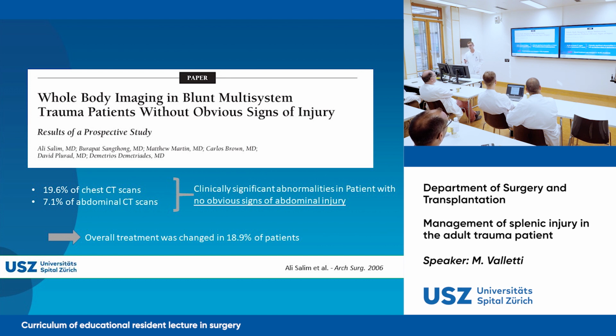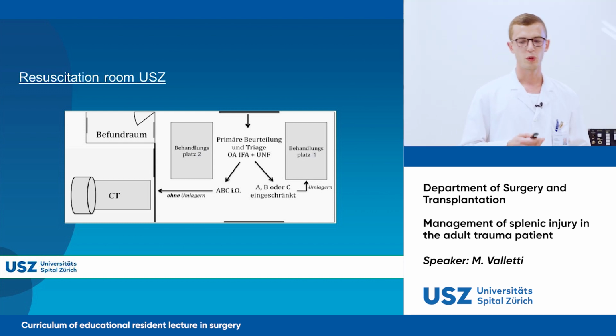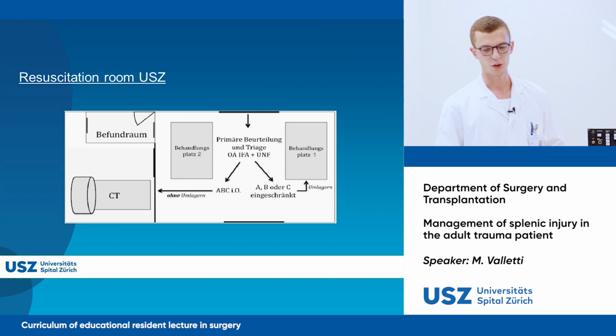On the other hand, a study from 2006 showed that CT was able to detect traumatic lesions in a large number of patients without obvious clinical signs of injury, leading to a treatment change in nearly 20% of the patients. If we suspect an injury and the patient is stable, we are able to perform an emergency CT scan in our resuscitation room to better detect abdominal lesions.